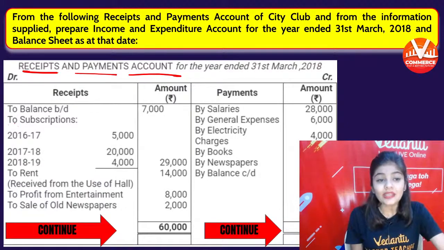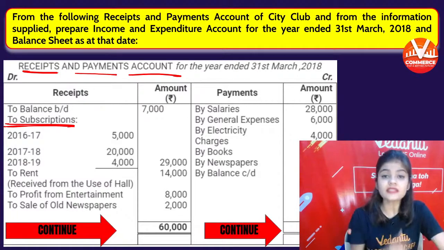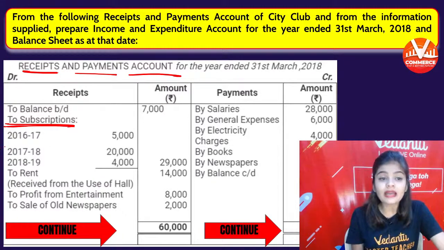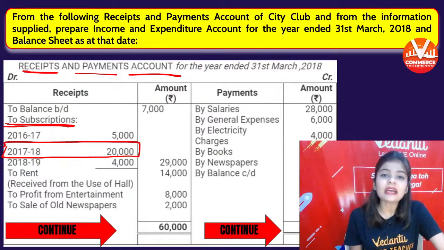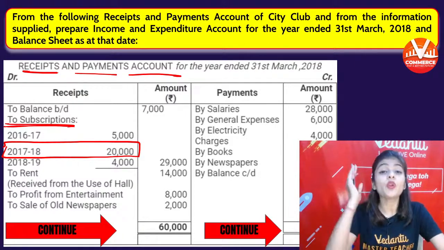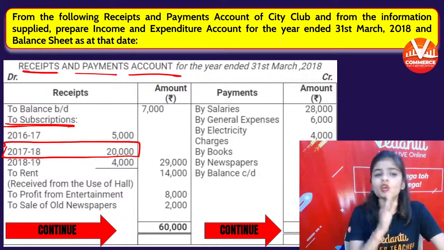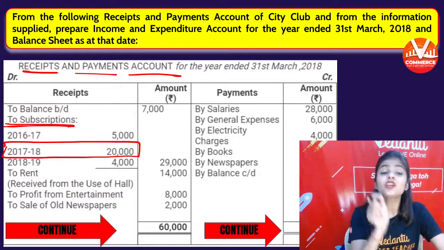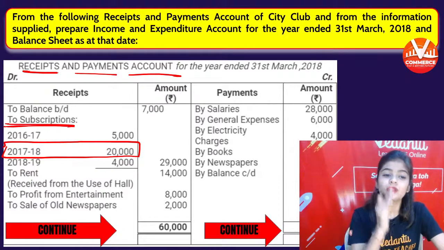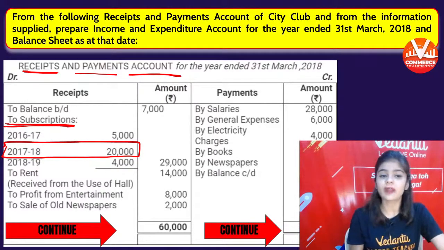So, can you see the subscriptions on the debit side of receipt and payment account? So, subscription received for current year will be recorded only in the income and expenditure account. तो current year की subscription कितनी है? 20,000. So you will record it on the credit side of income and expenditure account.